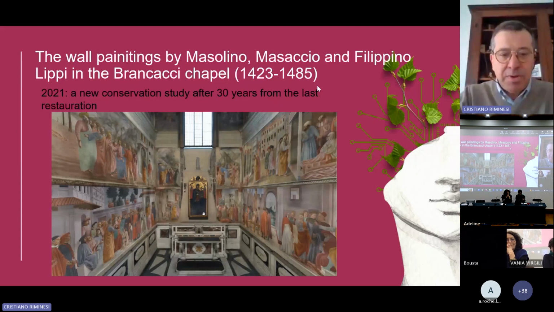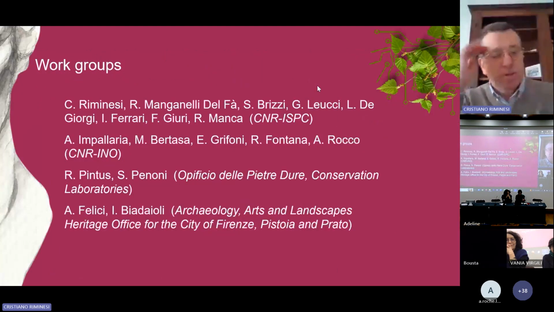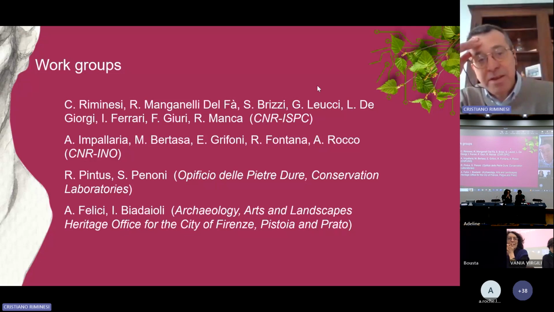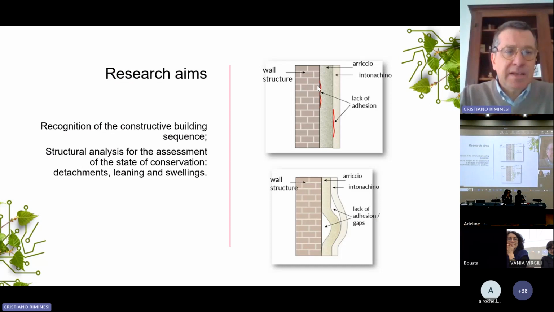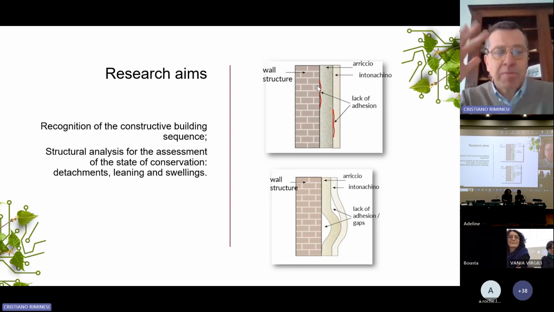The Brancacci chapel was realized by the famous painters Masolino, Masaccio, and Filippino Lippi, at the end of the 15th century. For this huge diagnostic campaign, many people were involved from CNR, from Opificio delle Pietre Dure, and from the Superintendence of Cultural Heritage in Florence. The main problem is the recognition of the constructive building sequence and understanding some problems of swelling and bowing present on the fresco.